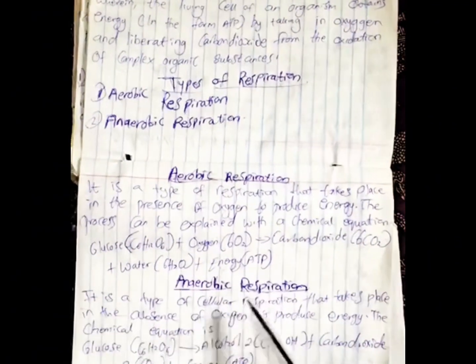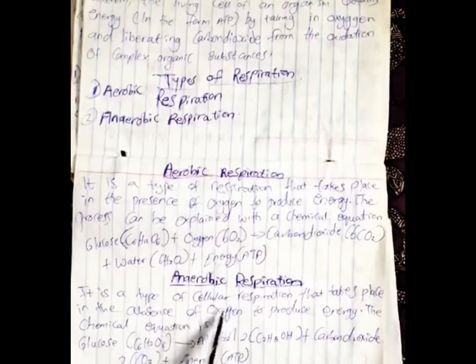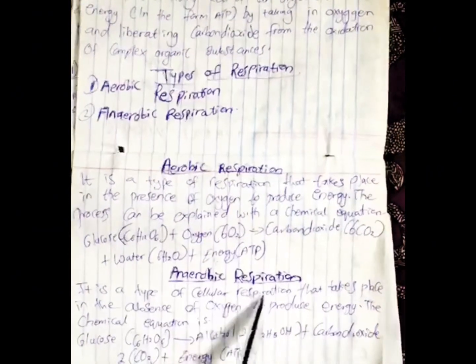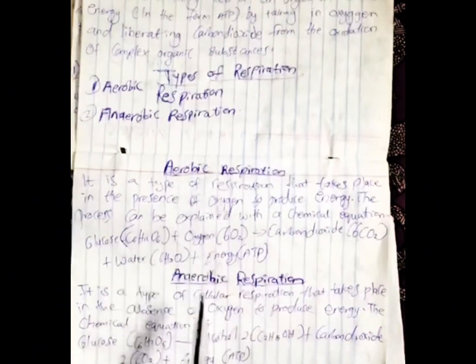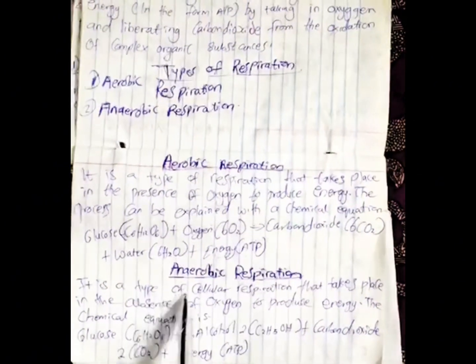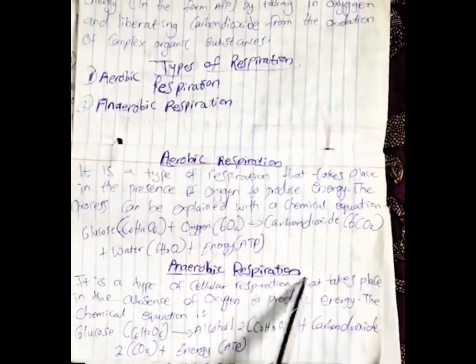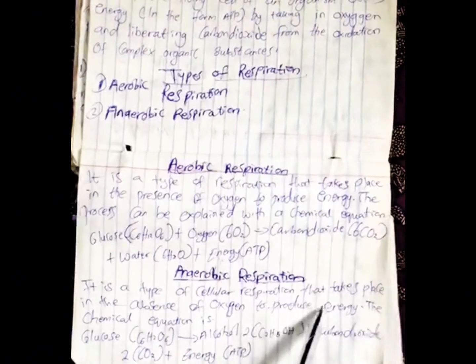Now, anaerobic respiration. Anaerobic respiration is a type of cellular respiration that takes place in the absence of oxygen to produce energy. Remember, aerobic takes place in the presence of oxygen, but anaerobic takes place in the absence of oxygen.